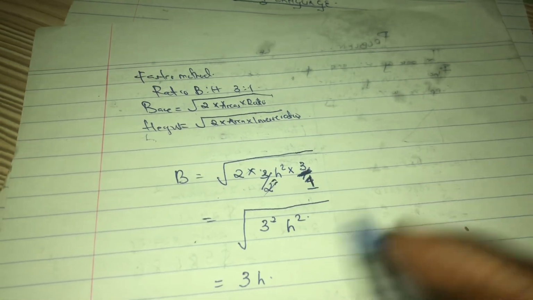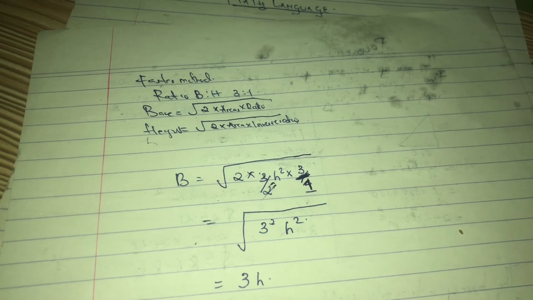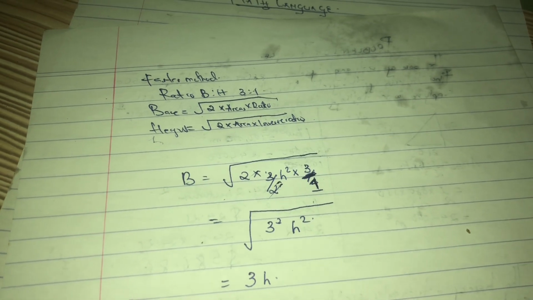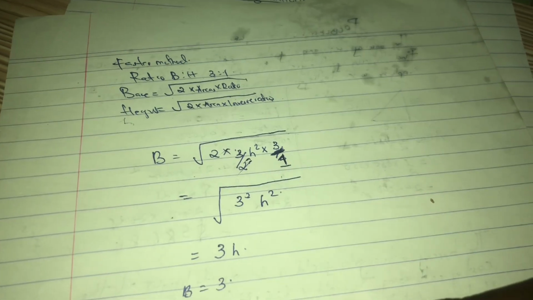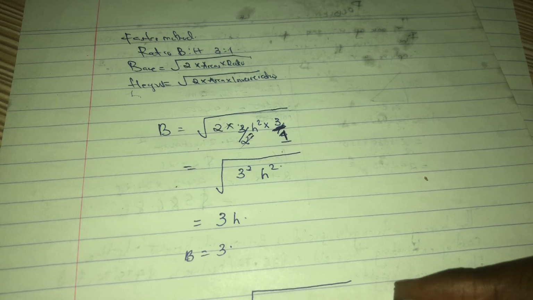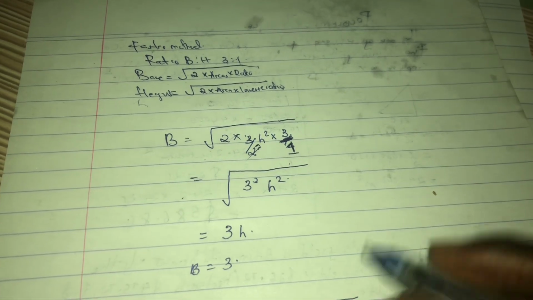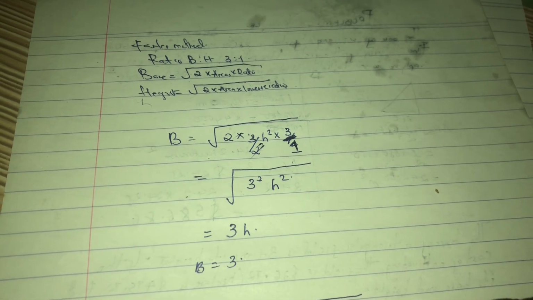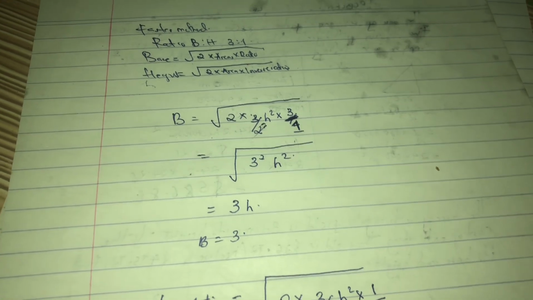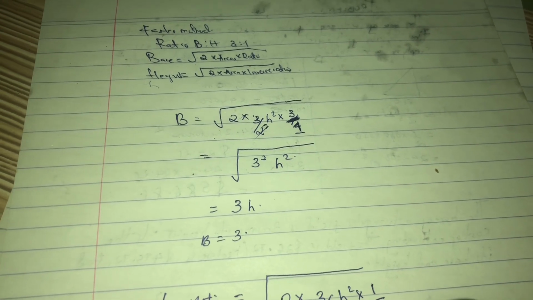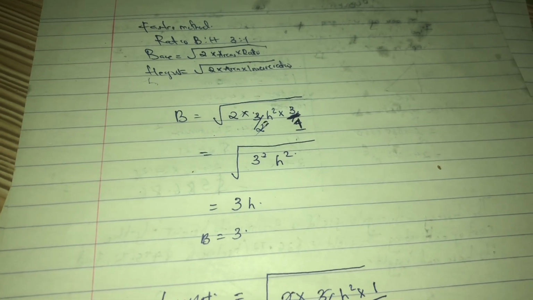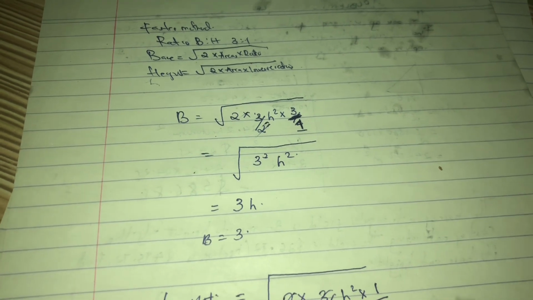Are we together? Then for us to get the height, it will actually be the square root of 2 times our area, which is 3/2 of h squared, times now the other ratio, which will be 1/3. Are we together? So this will now leave us with the square root of h squared, so we remain with h squared.